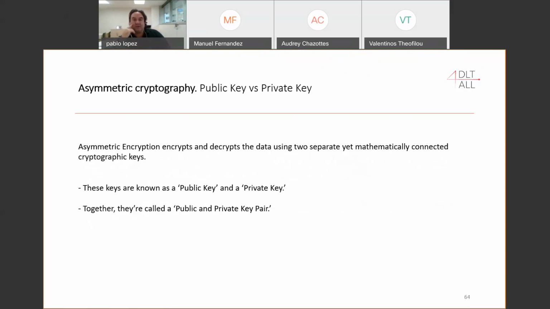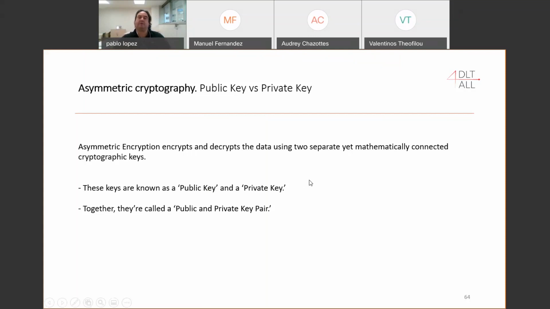Asymmetric encryption encrypts and decrypts data using two separate yet mathematically connected cryptographic keys. These keys are known as the public key and the private key, and together, of course, they are a public and private key pair. When we are talking about cryptography, it's quite common and frequent to talk in these terms.